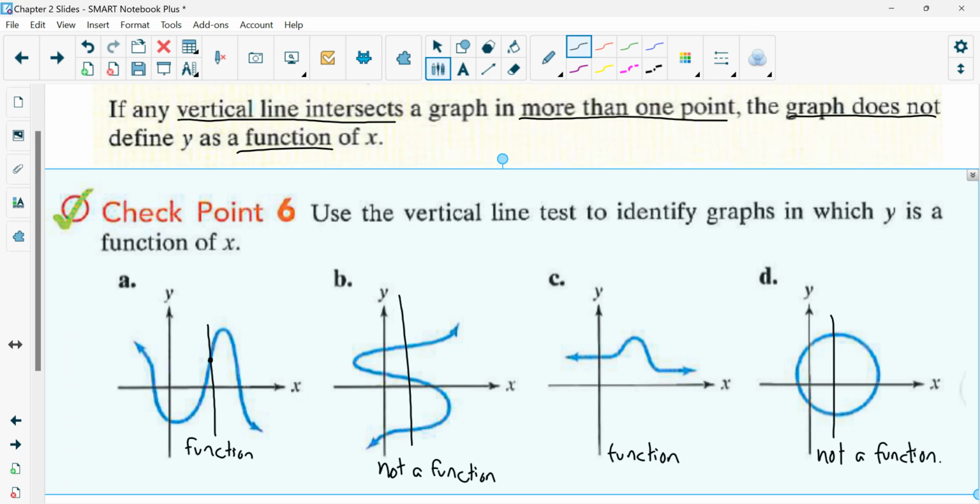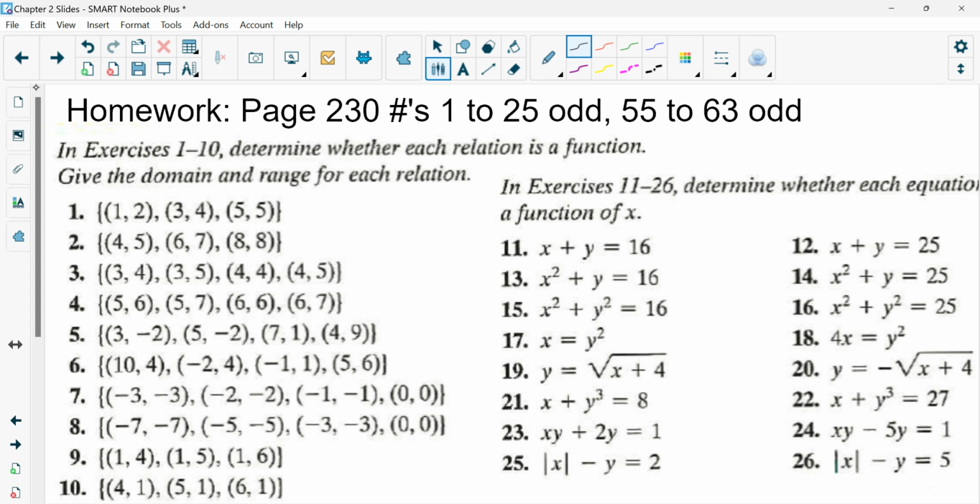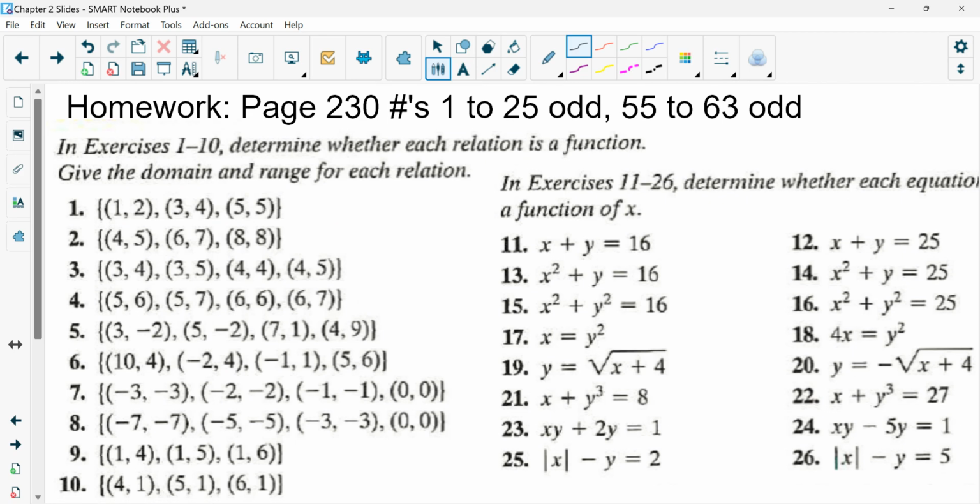All right, so what you're working on right now, and you should have a good amount of time to work on it: page 230, numbers 1 to 25 odd, and then 55 to 63 odd. Take close note for the first set, 1 to 9 odd. It says determine if it's a function, and then state the domain and range. So you need 3 answers for 1 through 9 odd. Is it a function? And then domain and range.